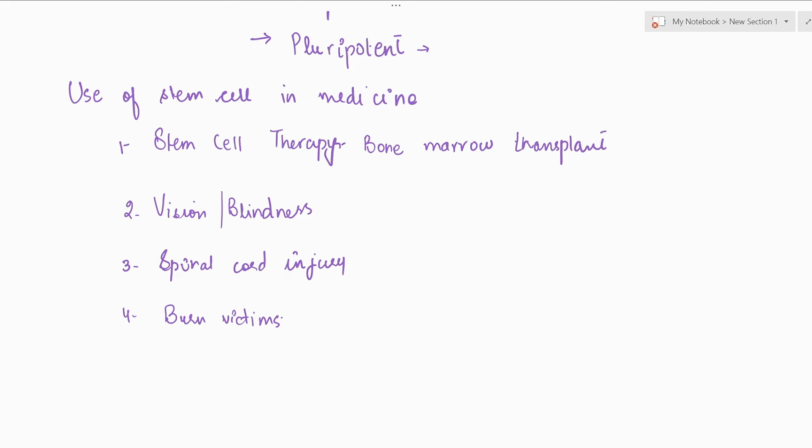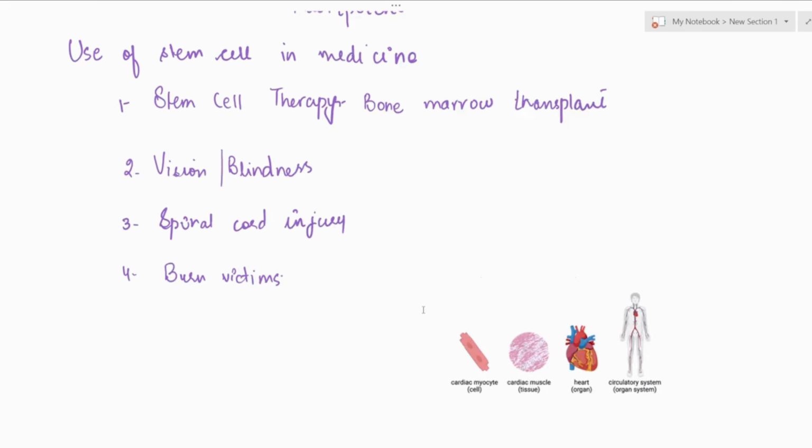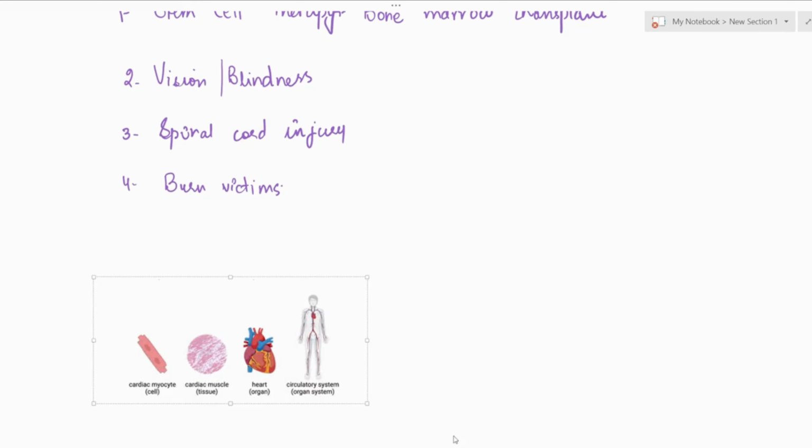Nerve cells. What are nerve cells? Yeah, nerve cells that are present in your brain, in your spinal cord. Those are nerve cells. Okay. What is the function of nerve cell?